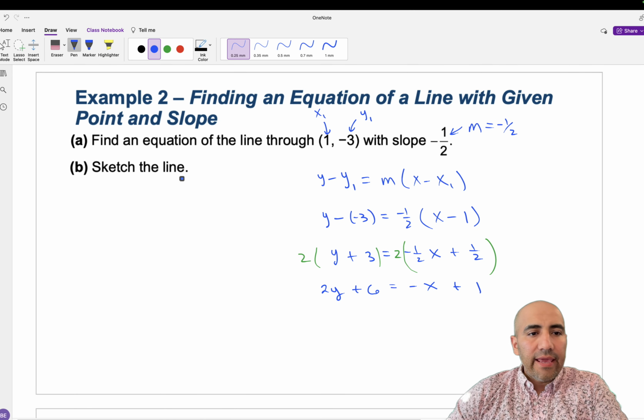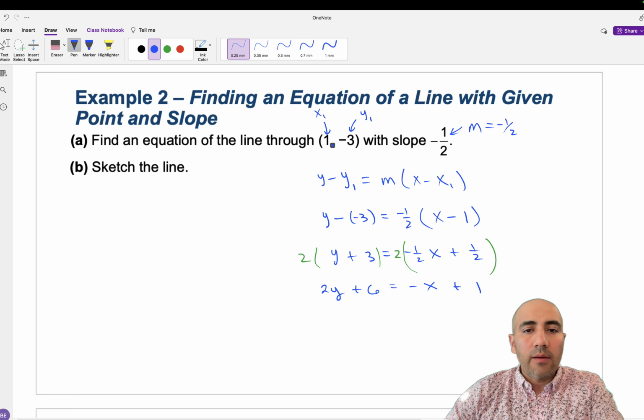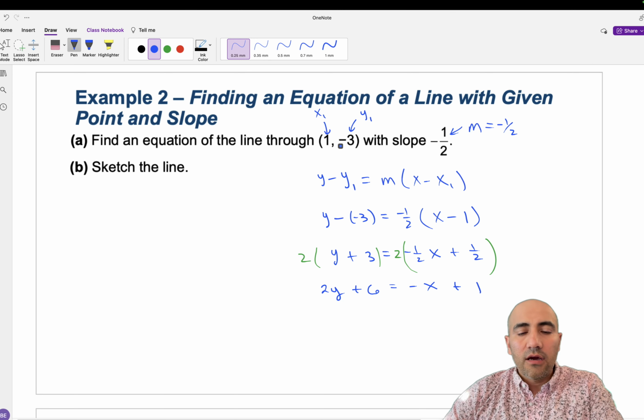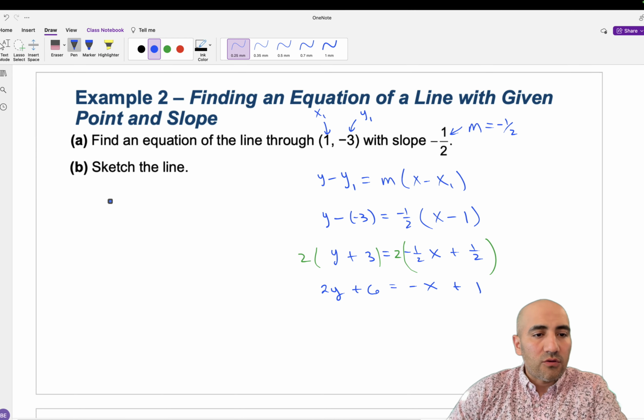Now, to do a sketch of it, I'm just going to go back to the original information given. It's easier to do a rough sketch based on this information than it is from the equation down here. So, since we already know that one point on the line is 1 comma negative 3, and we know the slope, we can use the rise over run method to figure out another point on the line, and then I can connect those 2 points and draw my line. So just a rough sketch. Let's do a grid.